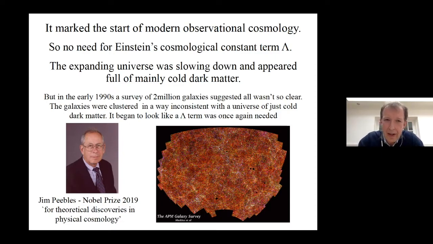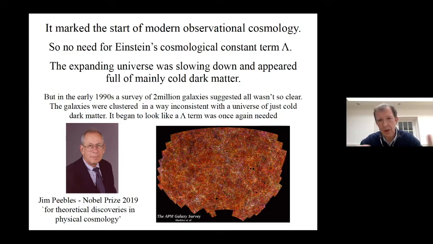And in the early 1990s, a survey of about 2 million galaxies, known as the APM survey, looked at the correlation between the galaxies. You pick a galaxy and you ask, how likely is it that there's another galaxy nearby? And then you can build up a correlation of those. And it suggested that all wasn't so clear.